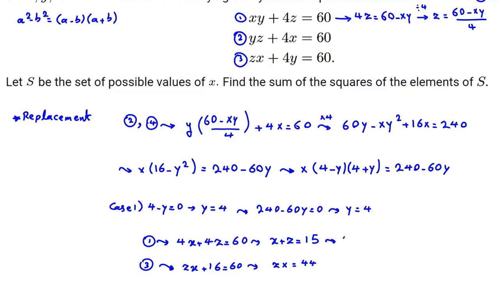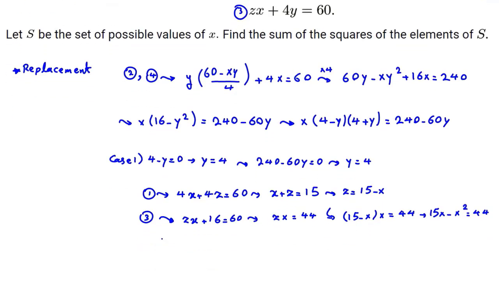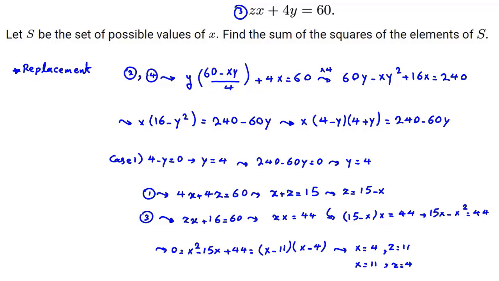But if you want to prove completely, you can say z is 15 minus x. If you replace, 15 minus x times x equal to 44, then 15x minus x squared equal to 44. Now, if we take all things to the right hand side, x squared minus 15x plus 44. If we factorize, it will be (x minus 11)(x minus 4). Then we conclude x is 4 or x is 11. In this case, z is 11. In this case, z is 4. And in both cases, y is 4.